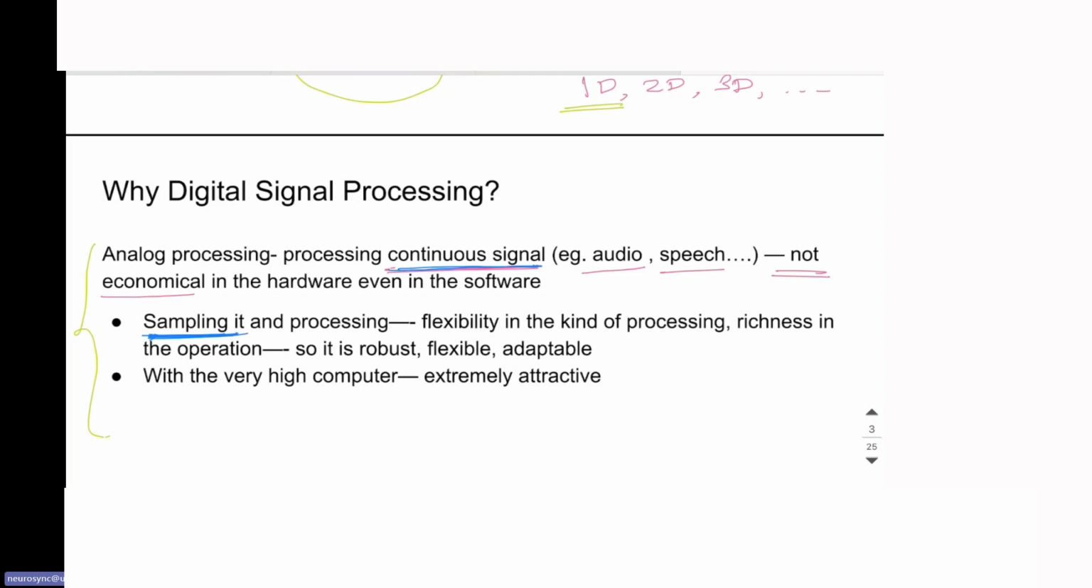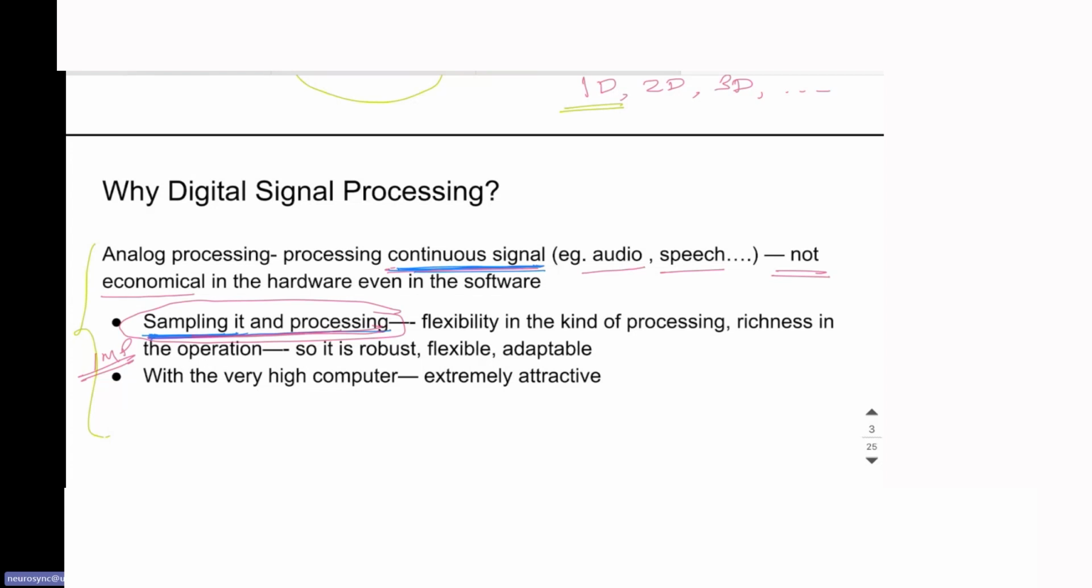So in digital signal processing, we sample this continuous signal, and after sampling, we do the processing of the signal. Now, what is the benefit of doing this? This is very important in our course, the sampling and processing. In detail, we will see how this sampling will be done and how the processing will be done. Now, what is the benefit of this sampling and processing?